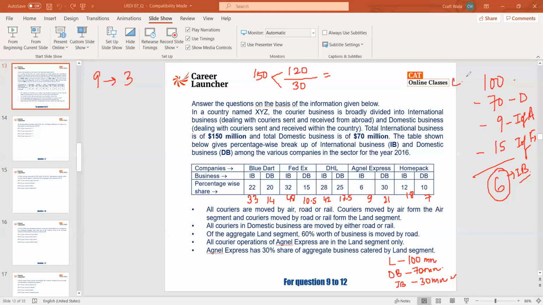This is my total in land. How much do I have in land? That is 100. Out of 100, 70 is domestic of all. That means if I add these numbers, 14 plus 10.5, 17.5, 21 and 7, I'll get 70. 70 is domestic.